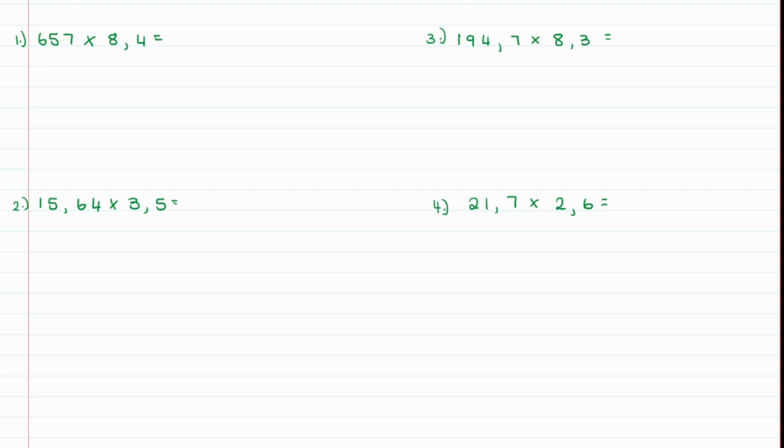Before I start, I need to find out how many decimal places each answer needs to have. So I'm going to highlight all the digits which are decimals. Question 1 should have 1 decimal place in its answer. Question 2 should end up with 3 decimal places. And questions 3 and 4 should both have answers with 2 decimal places. Now it's time to calculate.